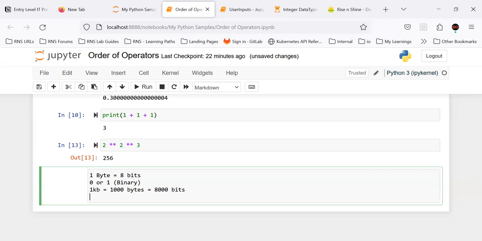Like that, 1 megabyte is equal to, so this has to be multiplied by 1000, right? Yes, 1000 KB is equal to 1 megabyte.